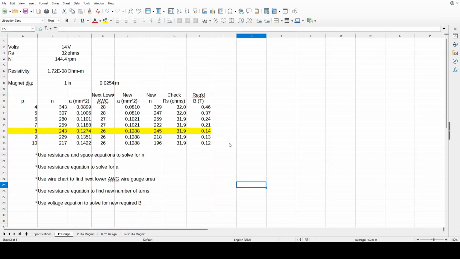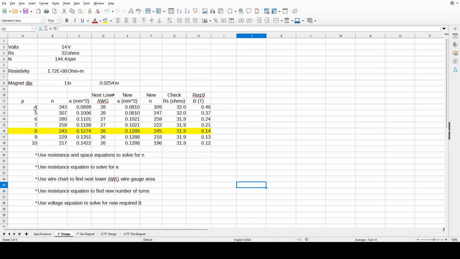This is where I determine the number of turns and the size of wire to use. Here's our volts. Now we've got our stator resistance and our speed. Those are all from our previous specifications. And in this case, I'm just picking a 1-inch diameter magnet. We can just run through the same calculations for different ones. It doesn't take a long time. So I just started picking them, and 1 inch seemed to work pretty well.